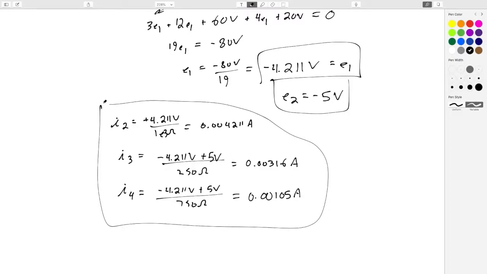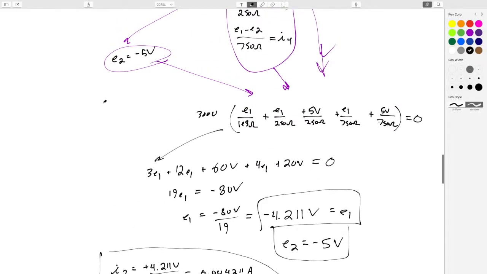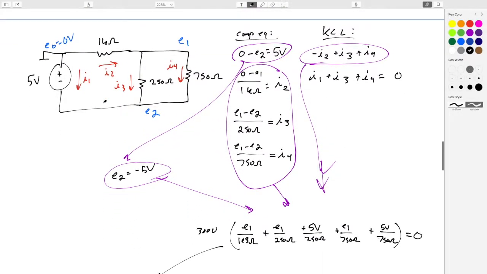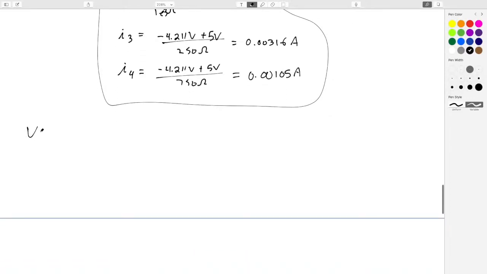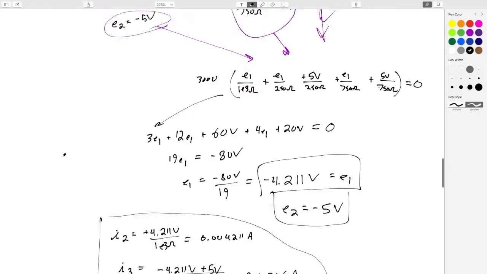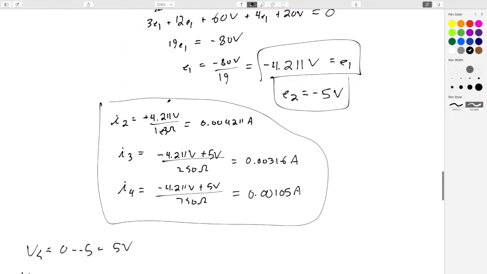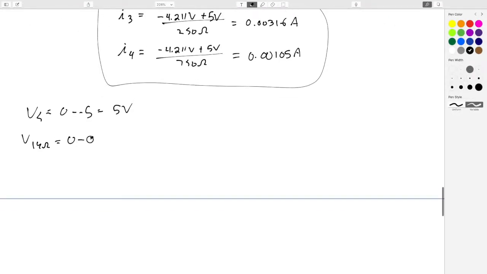Okay, so we have these. And again, the node voltages are weird now, right? Because E2 is negative 5. But that's okay. All it's saying is that the voltage across the voltage source is 0 minus negative 5, or 5 volts. Let's write these out. Vs equals 0 minus negative 5 equals 5 volts. V of the 1 kilo ohm equals 0 minus E1, or 0 minus negative 4.211 volts, equals 4.211 volts. We've seen that before.